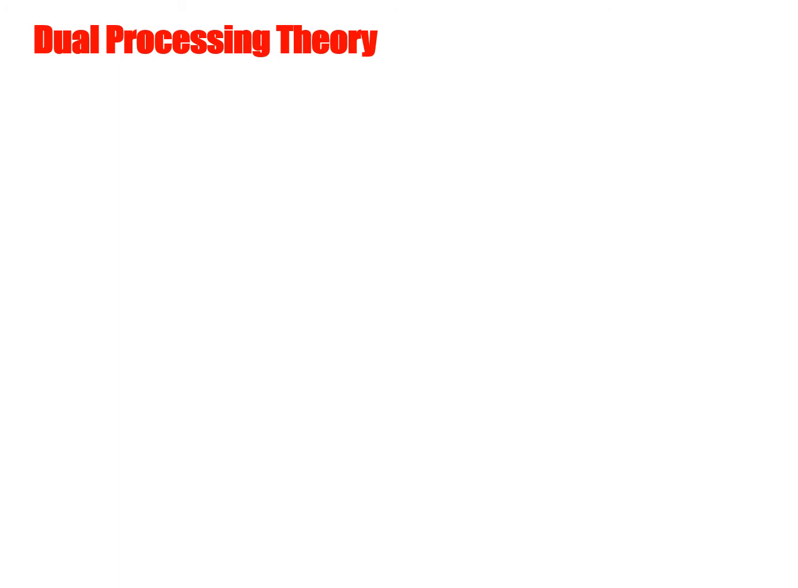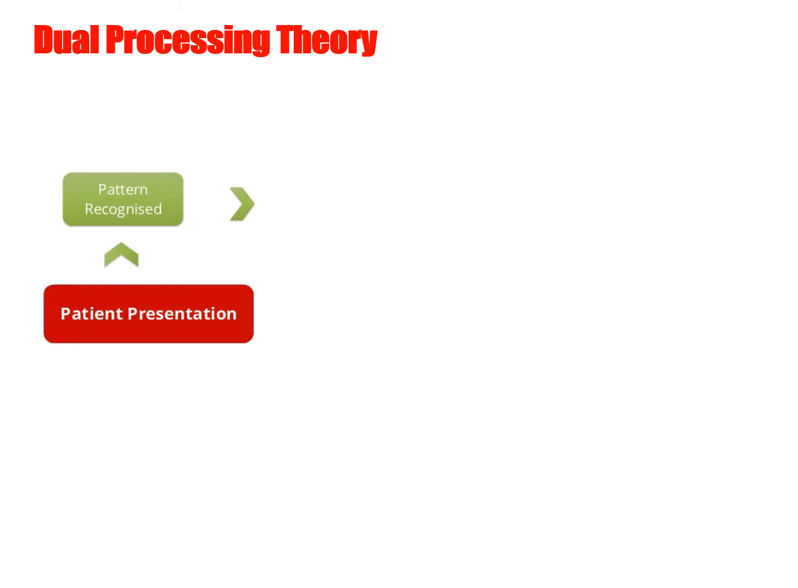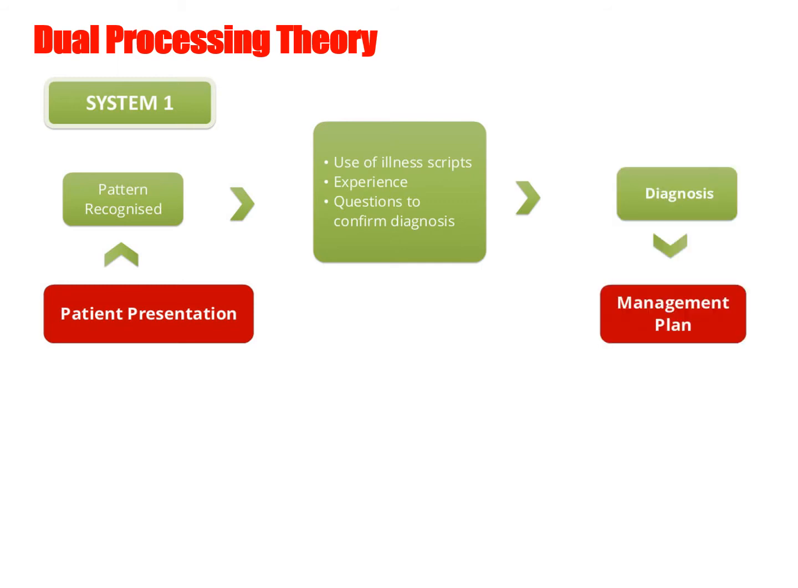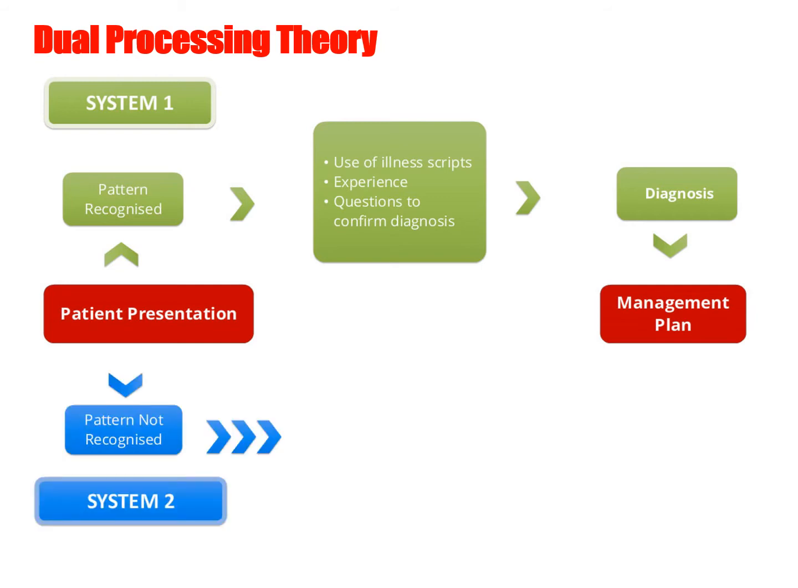The dual processing theory was described by Daniel Kahneman, and he wrote about it in his book Thinking Fast and Slow and won a Nobel Prize for it. So a patient presents, we recognise the pattern instantly and we're in system 1 thinking. This is fast and automatic because we've had experience of this before. We've got a bank of illness scripts, we recognise it almost instantly. We might want to ask a question or two to confirm the diagnosis, and then that leads fairly swiftly onto a management plan. If we don't recognise a pattern, we move on to system 2.